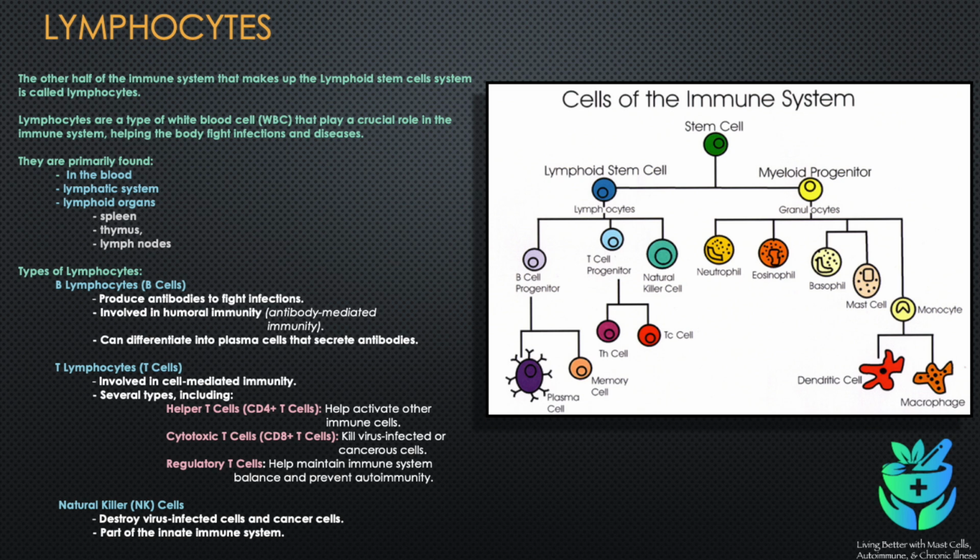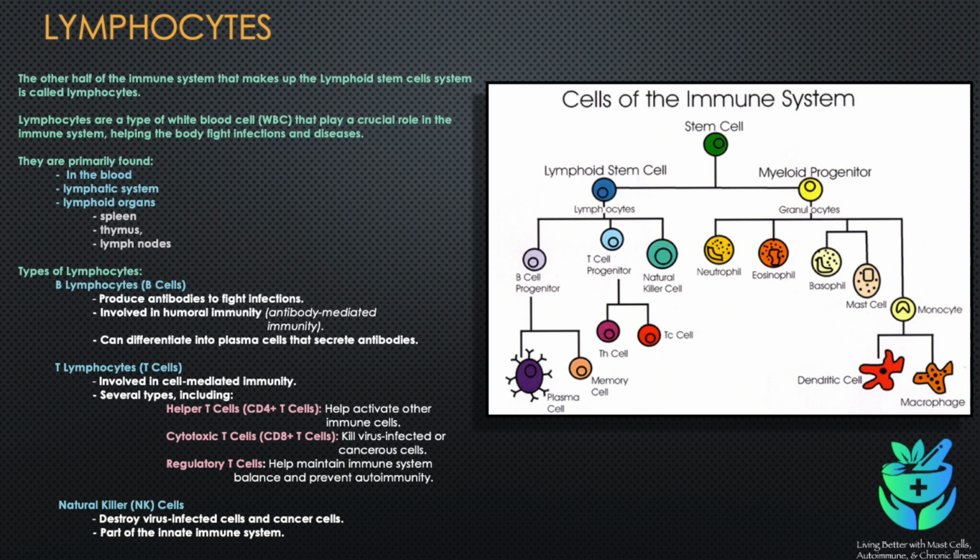There are several types of T cells. There's the helper T cells, and these are the CD4 plus T cells, for those of you that know whether you have a problem between your CD8 or your CD4. Your helper T cells are the CD4 plus, and they help activate other immune cells. Cytotoxic T cells, those are your CD8 plus, they kill the virus-infected or cancerous cells. And your regulatory T cells help maintain immune system balance and prevent autoimmunity.